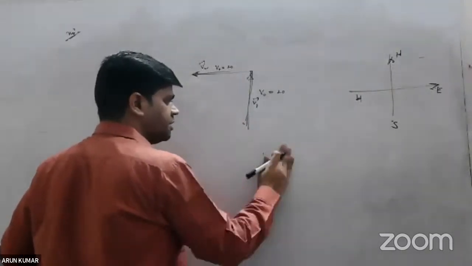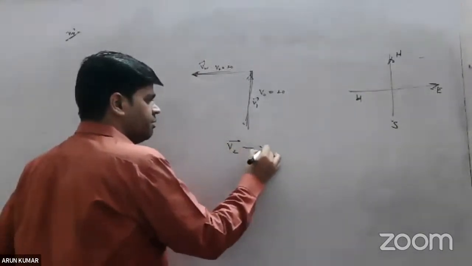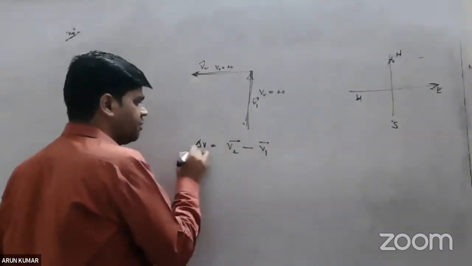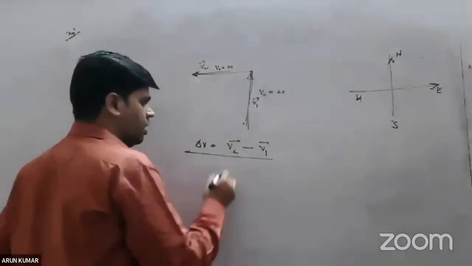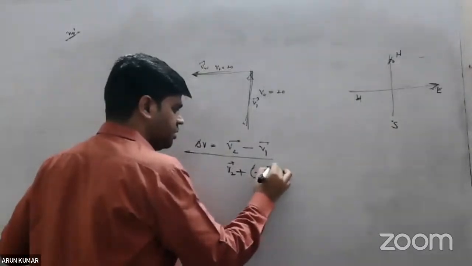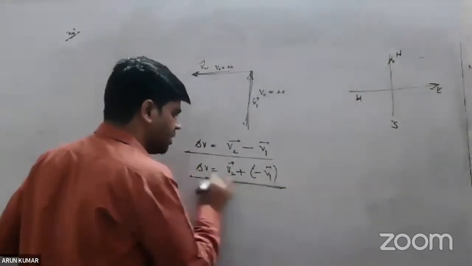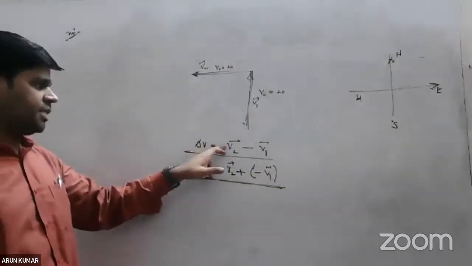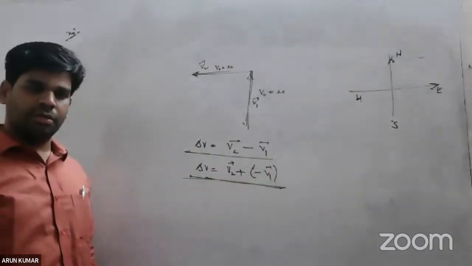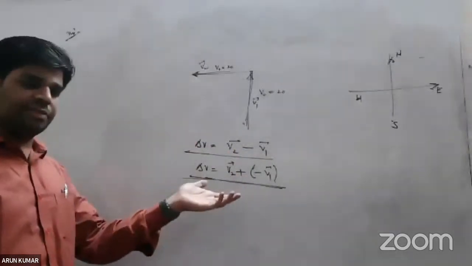I want the change, and change is always final minus initial. So V2 bar minus V1 bar is my required delta V. How can I write this as V2 bar plus minus V1 bar? You should always understand this step; I'm going to use it throughout your mechanics. I'm writing the subtraction as the sum of V2 and the reversal of V1. Plus into minus is minus, both are the same, but the way we read it is different.